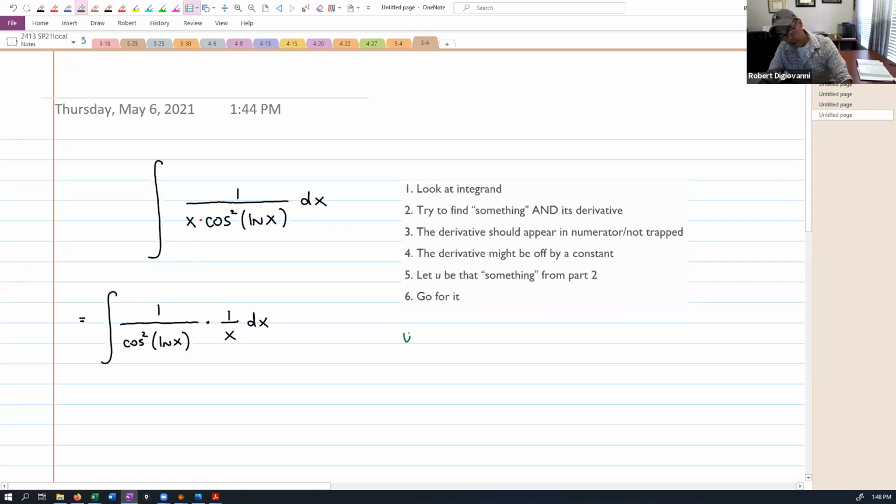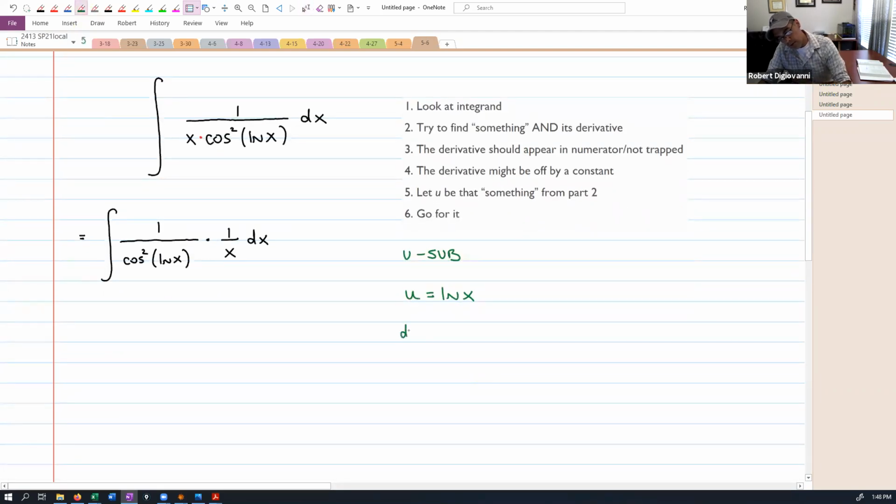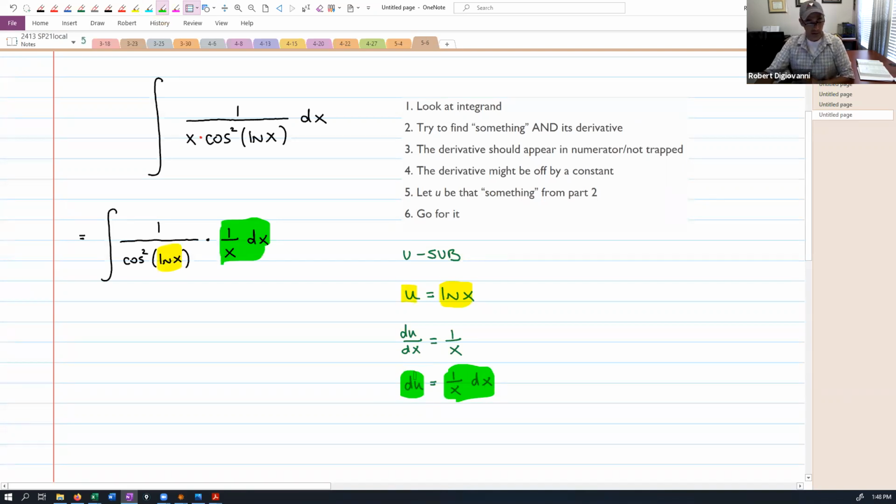So let's do a u-sub here. I like it. u is natural log of X. And then du dx would be the 1 over X. And that means du would be 1 over X dx because we multiplied dx on both sides. We can replace the natural log of X with u. And it looks like we have a direct, clean substitution. We're not off by a constant at all, right? And so this should go pretty good.